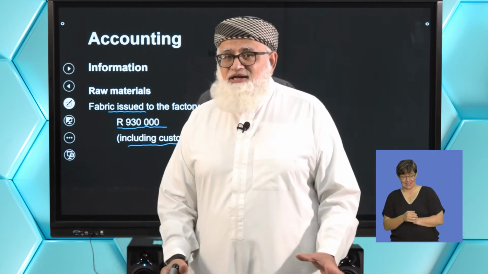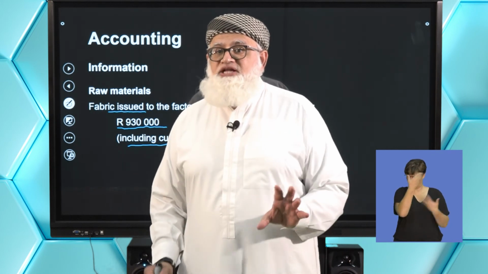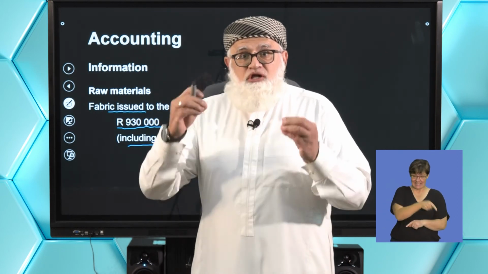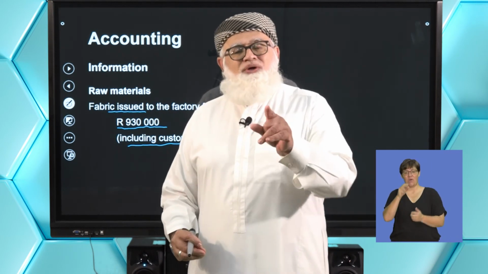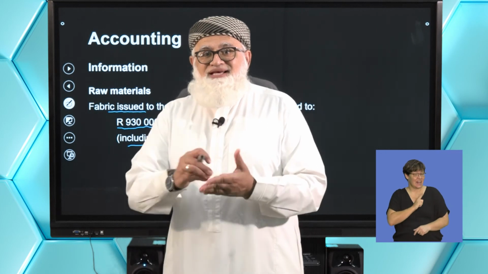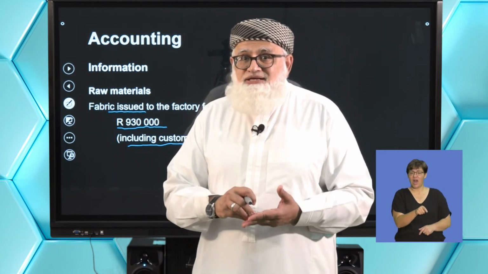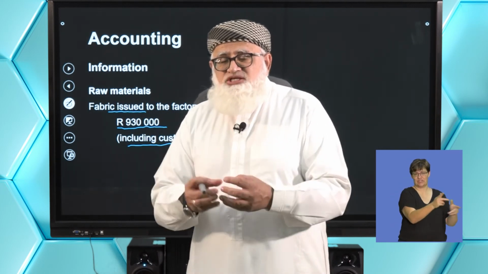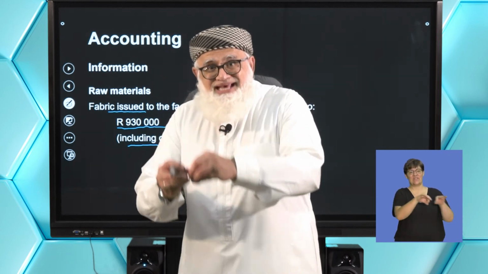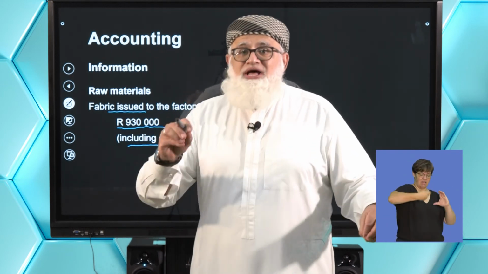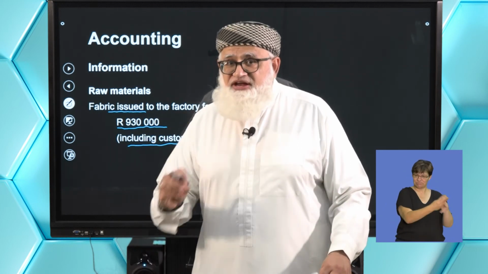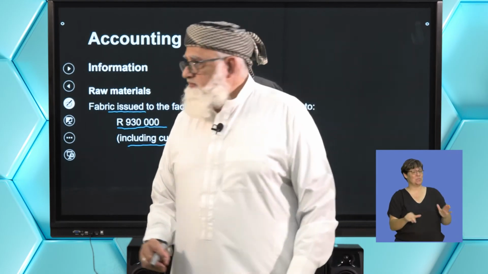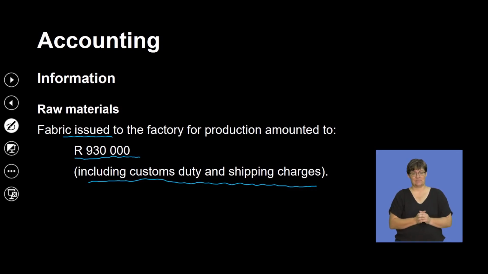So it may sound like a riddle now, but you will see when we do the actual ledger account, how this figure here slots into my raw materials account, because what are they telling you? They are telling you that this is the actual amount of material that was used for the production process. In other words, this was the value of material that was sent to the factory, that was used in the production process. Very, very important. Right. And that figure was 930,000 Rand, and it includes the customs duty and the shipping charges and whatever else we had there.